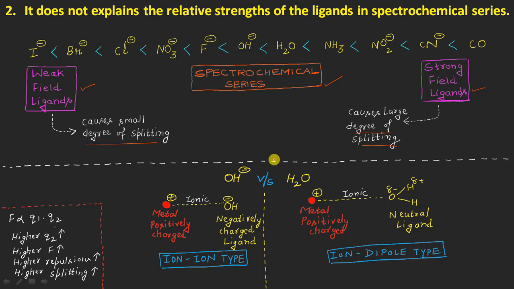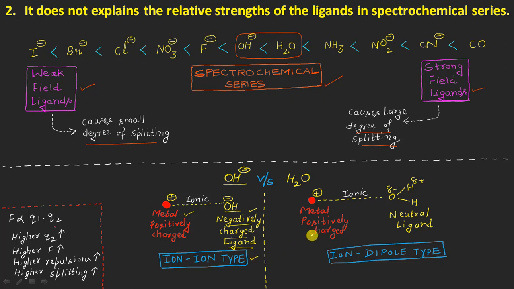Okay, so now if we consider the case of the hydroxide and the water as ligands, what we will see here is that in case of the hydroxide ion as the ligand, let us say this is our central metal ion having a positive charge, and on this side is present this hydroxide ion, which is actually a negatively charged ligand, right? And surely whatever ionic bond will now be present in between this positively charged metal ion and this negatively charged ligand, it will be a type of ion-ion interaction, right?